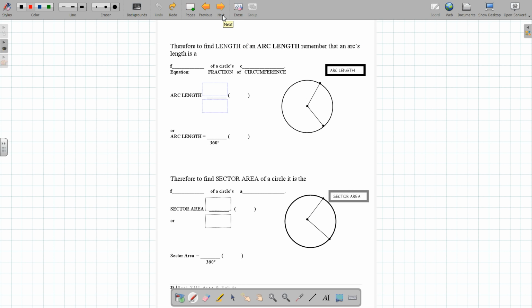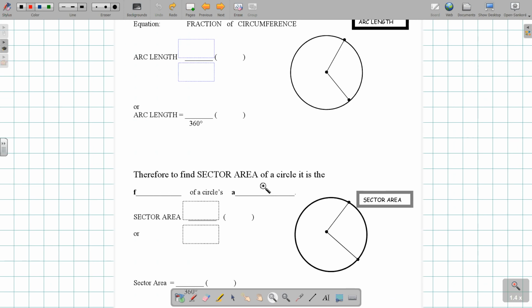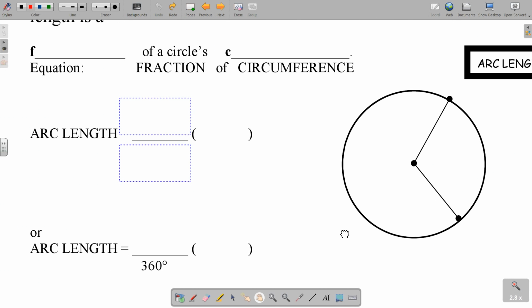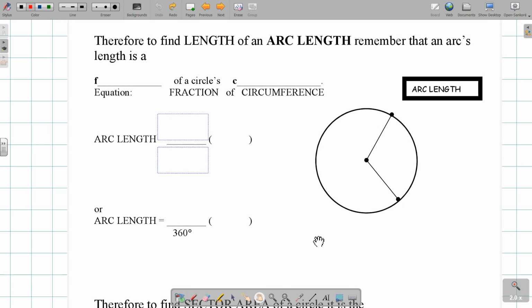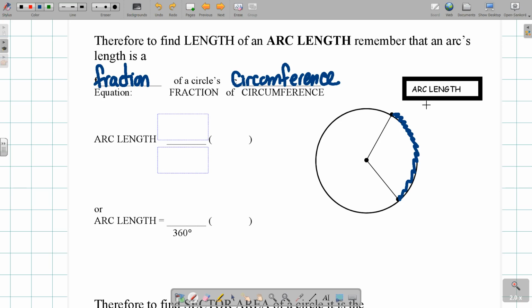So how do we find arc length and sector area? These look like really complicated equations, but they're not. If you watch very carefully, they're not complicated. To find the length of an arc, an arc length is simply a fraction of the circle's circumference.